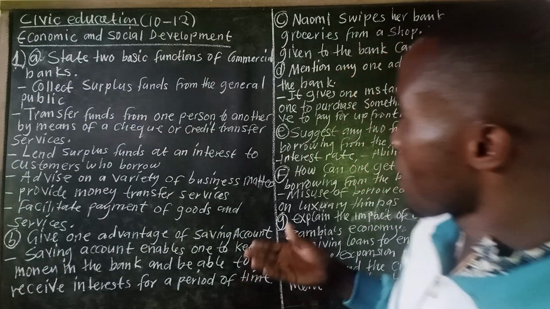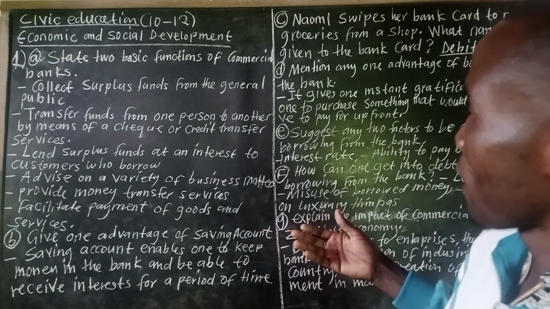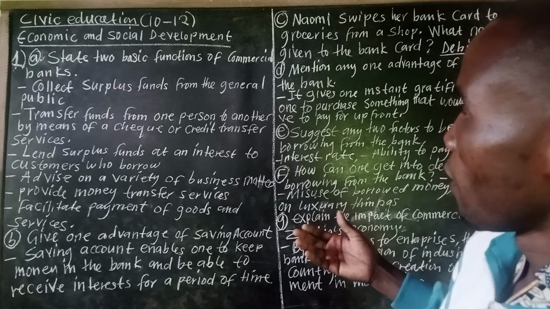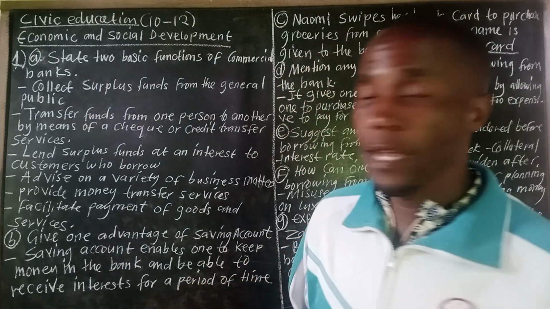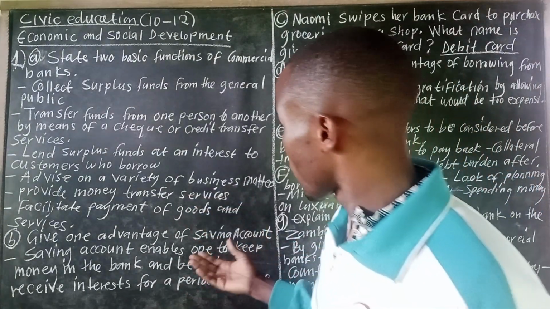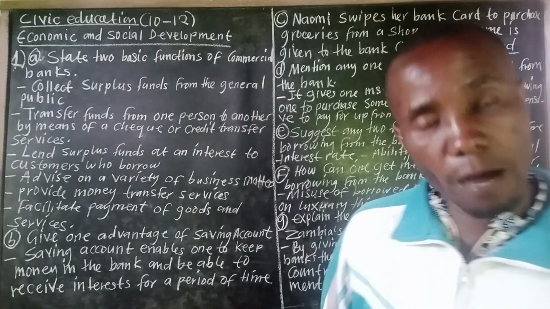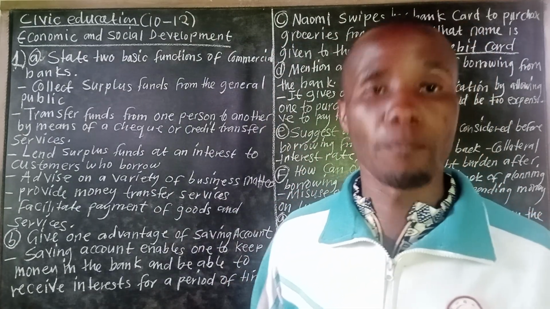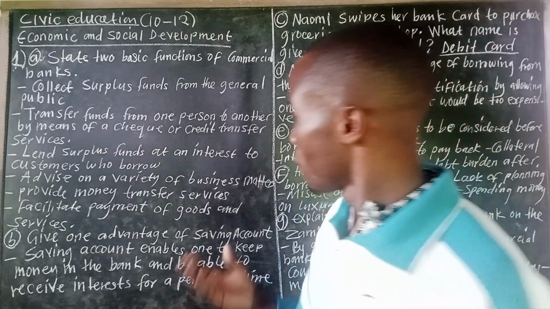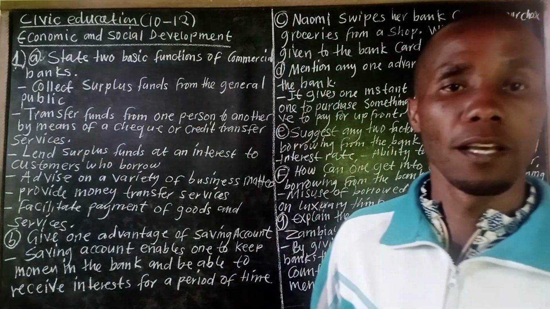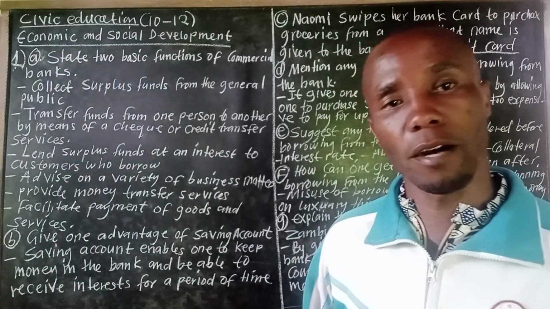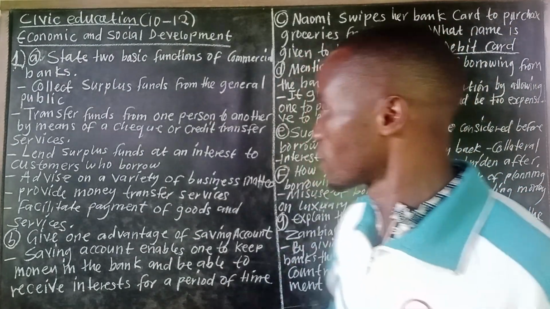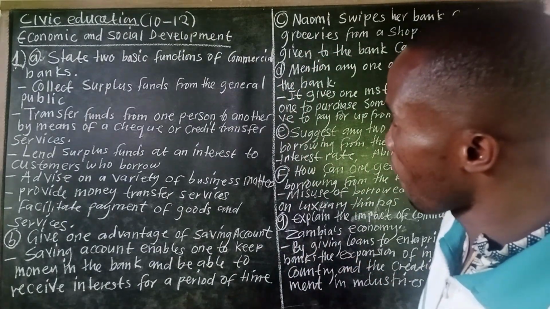Then the other one, advise on a variety of business matters. The bank also advises on a variety of business matters. For example, if you want to inquire for more knowledge about how to go about business, you can go to the bank. They will actually advise you how you can go about it. So those are some of the functions of the commercial bank.